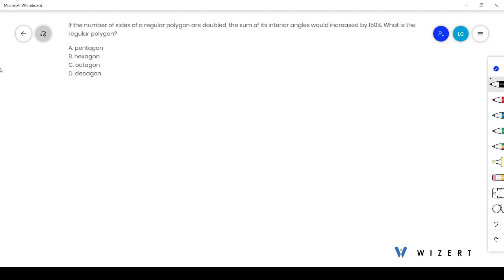Our question is, if the number of sides of a regular polygon are doubled, the sum of its interior angle would increase by 150%. What is the regular polygon?